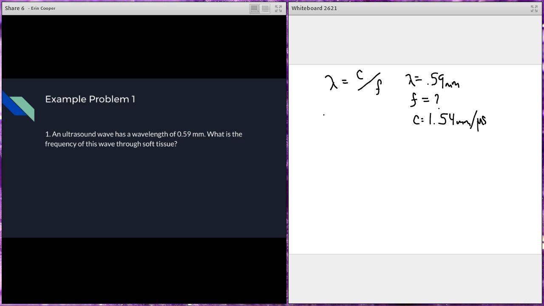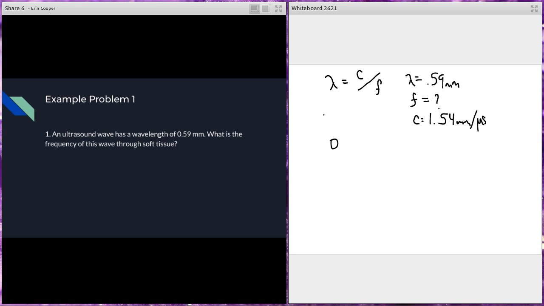Now it's going to be crucial that we know this information here. So we have 0.59 millimeters, and then we have 1.54 millimeters per microsecond. First, check to make sure that your units are similar, because they're going to have to cancel out. I'll explain that in a minute. But we have millimeters here, and we have millimeters here. So we're golden. We're good to proceed with this equation here. So we're going to plug it in here. It's just plug and chug, basically.